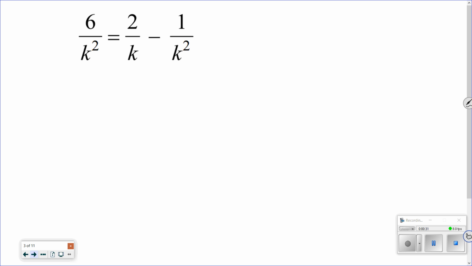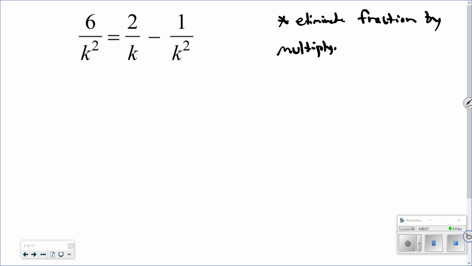So here's an example. I've got 6 over k squared equals 2 over k minus 1 over k squared. When we go to solve rational equations, our strategy is going to be this. Make a little note of this up to the side: we want to eliminate all the fractions. And the way we're going to do that is by multiplying by the LCD. Remember, LCD stands for the least common denominator. Okay, so let's try this problem right here.